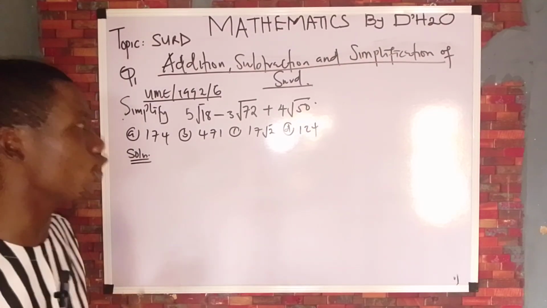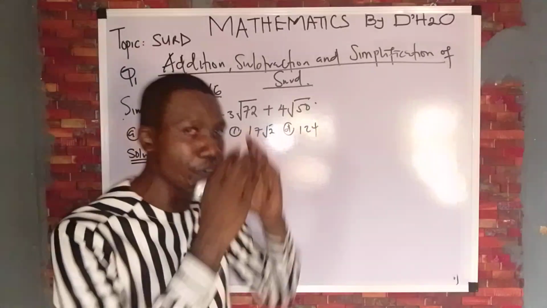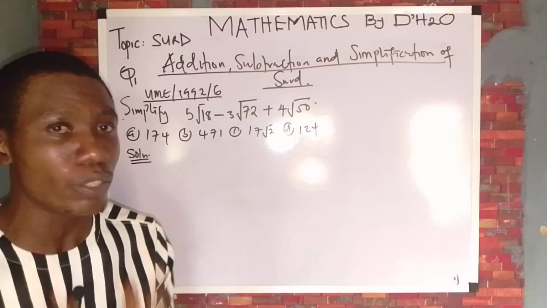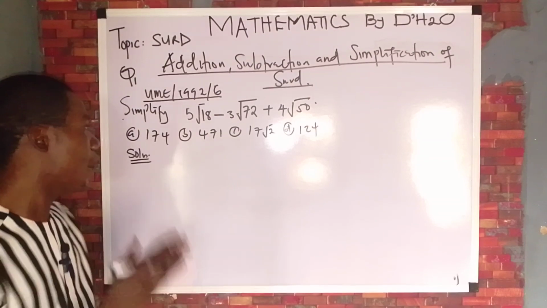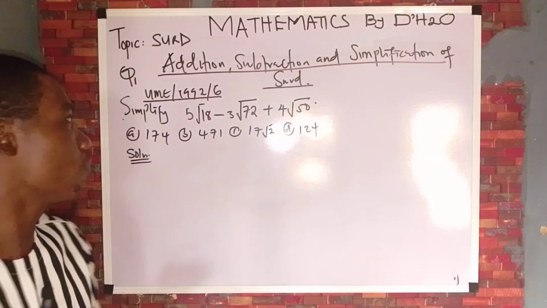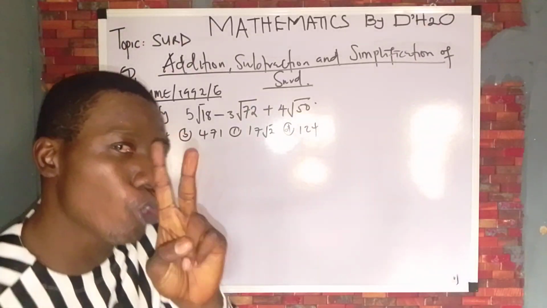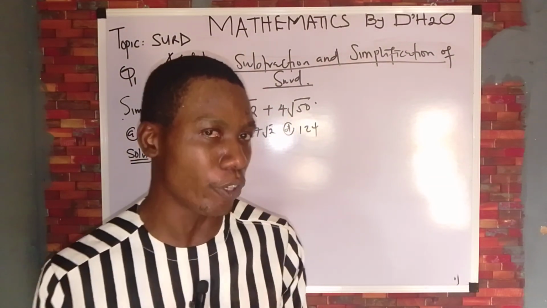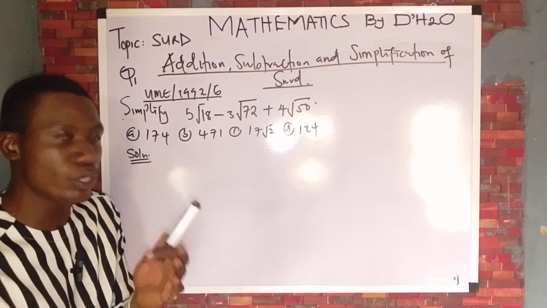Now, this is question number 1 on addition, subtraction, and simplification of surds. They usually go together. And as you can see on the board, this is UME 1992, question number 6. How do we solve or simplify this problem? Like I told you, you will have to break the numbers here into 2 numbers. One will be a perfect square, the other will be irrational. Don't forget that.